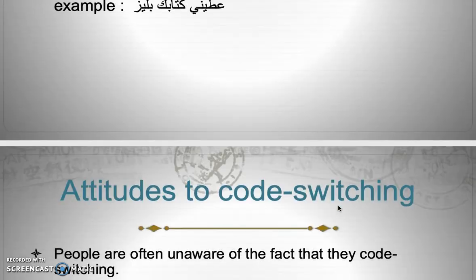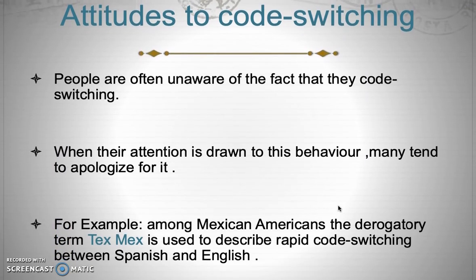Okay, as we continue, you can see the attitudes to code switching, how people accept code switching. People are often unaware of the fact that they code switch, and when their attention is drawn to their behavior, many tend to apologize for it. For example, among Mexican Americans, the derogatory term Tex-Mex is used to describe rapid code switching between Spanish and English. As you can see from this lesson, code switching is automatic and is a usual thing. Sometimes it's a natural thing, as I mentioned before.